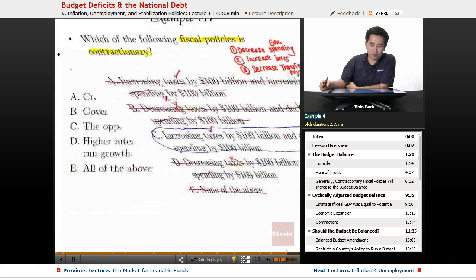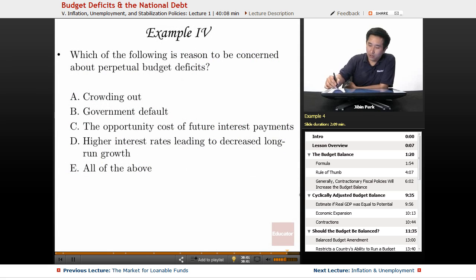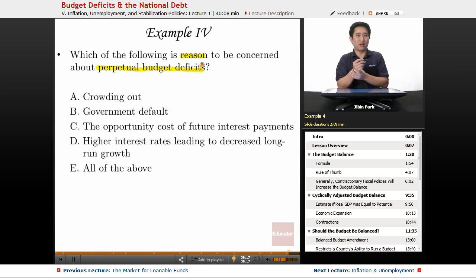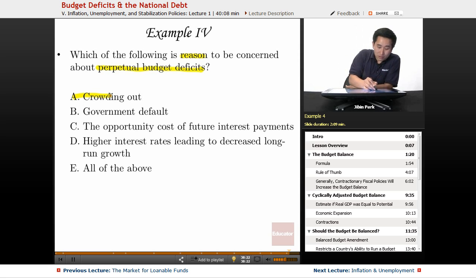And the final example here, which of the following reasons is reason to be concerned about perpetual budget deficits? So let's take a look at some of these reasons and see why might the outcomes of these budget deficits be cause for concern? The crowding out effect, absolutely, that is definitely a reason to be concerned. Government defaults. Absolutely. That's going to be something that is an issue.